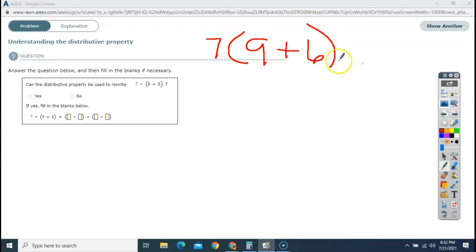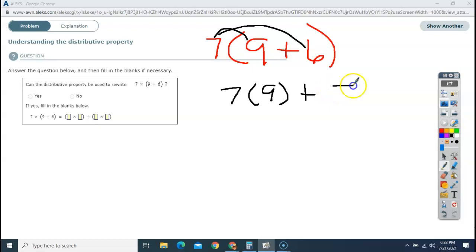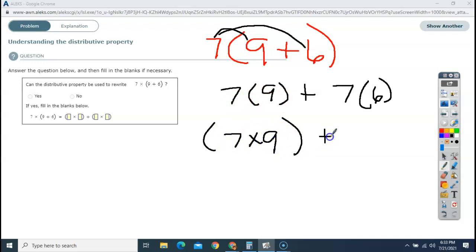You can distribute when you have a number on the outside of parentheses. That means you need to multiply. So basically you can distribute the 7 to the 9 by saying 7 times 9 plus, and then do it again to the 6, plus 7 times 6. Over here they're showing you a different version, where I put my times 9 in parentheses, but they want you to do it like this: 7 times 9 plus 7 times 6.